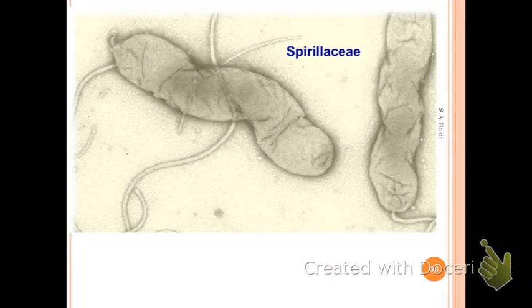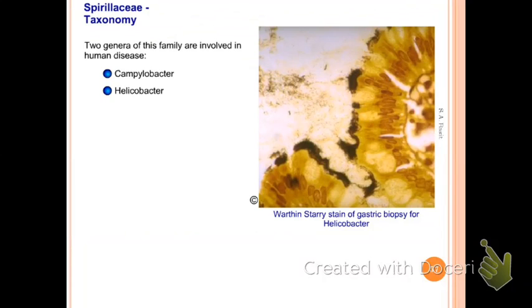Hello once again. We are now in the screencast for the family Spirillaceae. Under the family Spirillaceae, there are two important genera that are involved in human diseases. This would include the Campylobacter and Helicobacter.